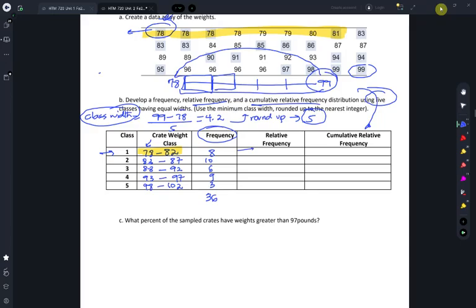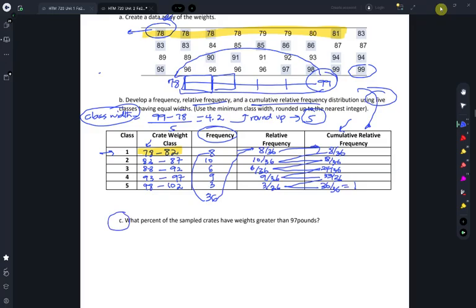Relative frequency, we're going to look at 8 out of 36. And then next 10 out of 36. The next is 6 out of 36, 9 out of 36, and finally 3 out of 36. For the cumulative relative frequency, the first rows will match. Then subsequently, 8 plus 10, 18 out of 36, 18 plus 6, 24 out of 36, 24 plus 9, 33 out of 36, 33 plus 3, 36 out of 36, same as 1.